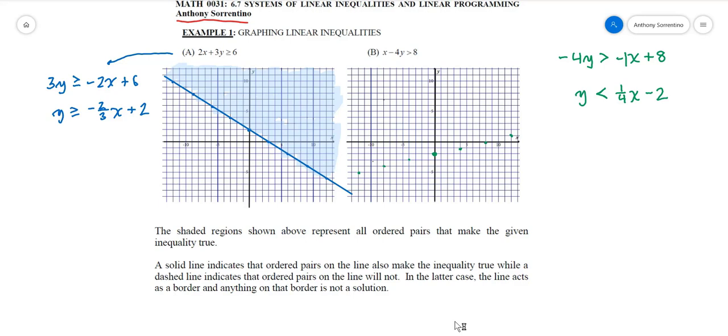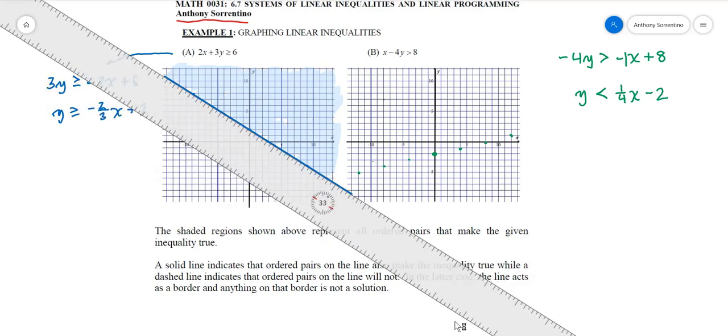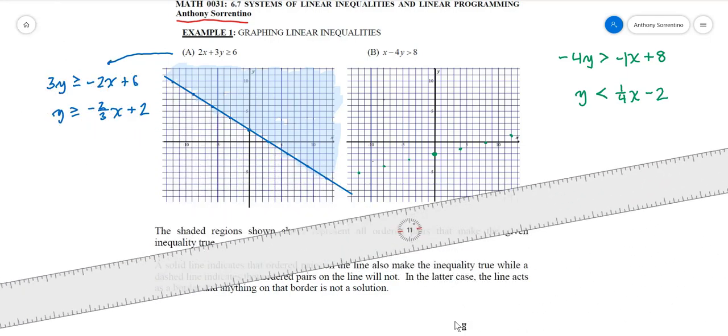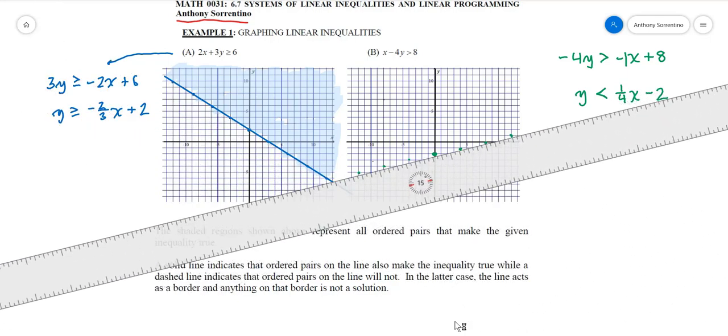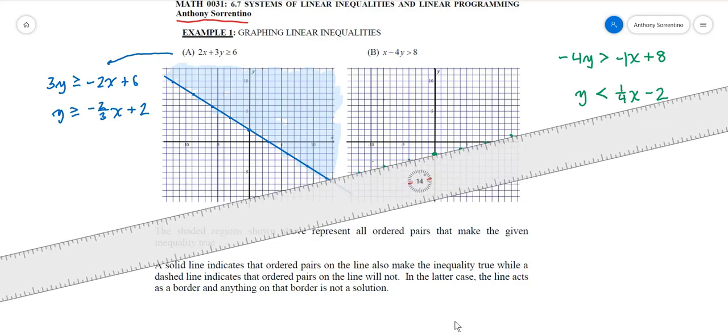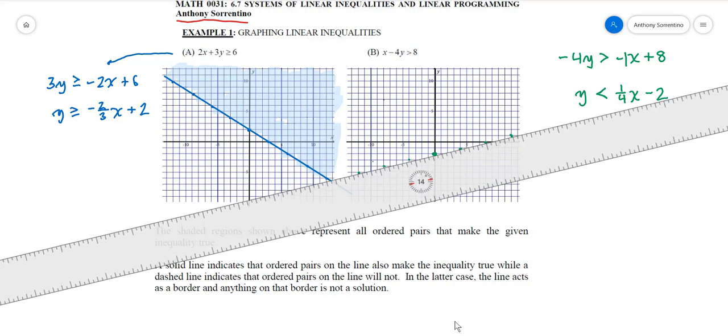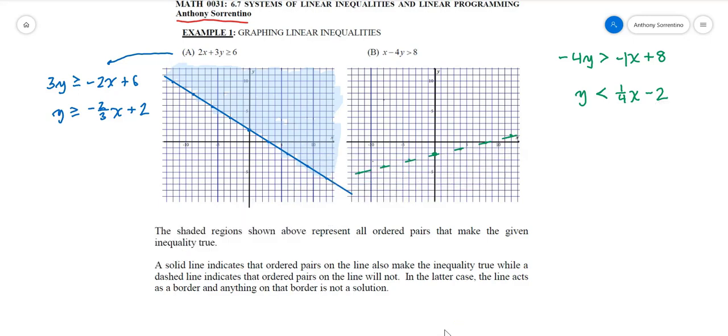So basically, anything along the line is going to make the left-hand side equal 8. Being equal to 8 is not what I'm looking for here. So that means that in this case, this boundary line that I'm drawing is not included. So when I draw it, I do have to draw it dashed. It's the boundary, but anything on the boundary is not considered part of the answer. So there's my dashed line. And now that it's in this form, I can shade below the line because it's less than.